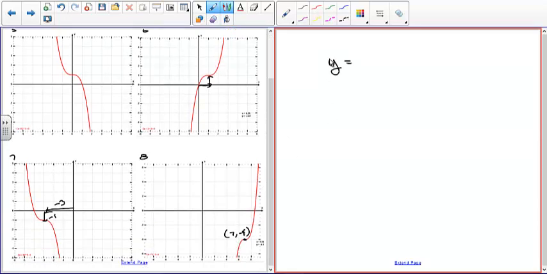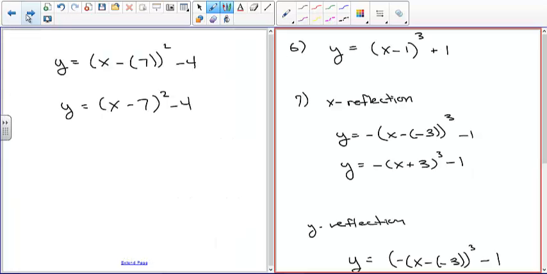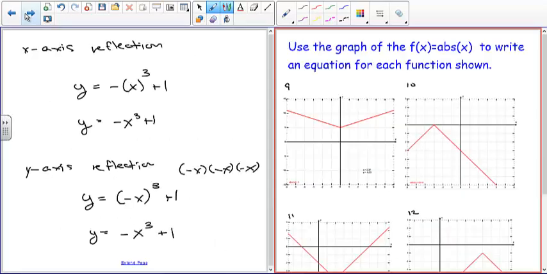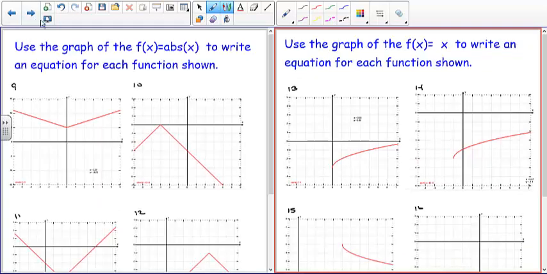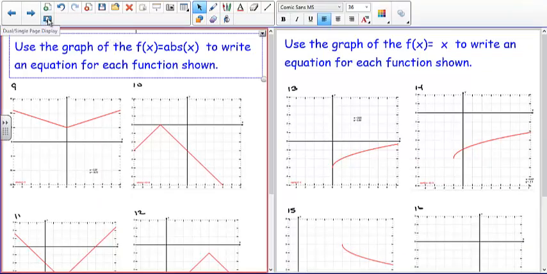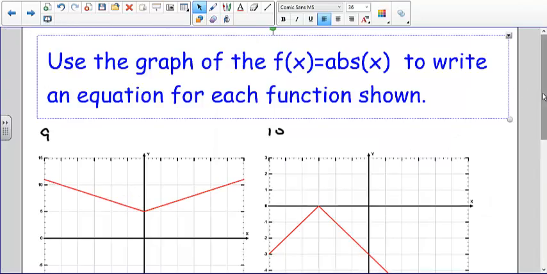So it's going to be y is equal to x minus the x displacement, which is 7, squared, and the vertical displacement is negative 4. So we can remove this parenthesis and just make it x minus 7 squared minus 4. So that's how those work. Okay. So the next group are these absolute value functions.